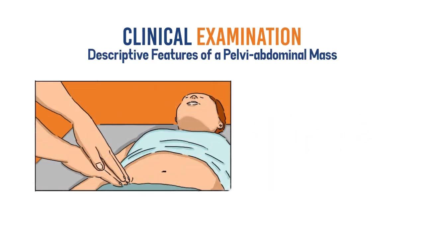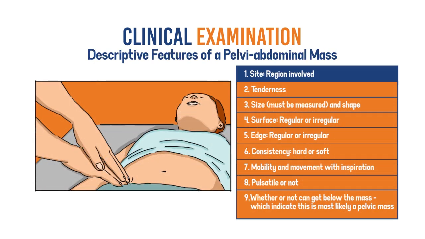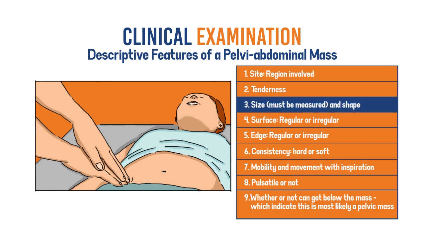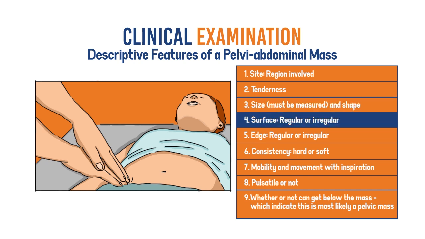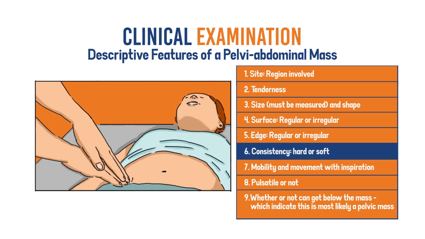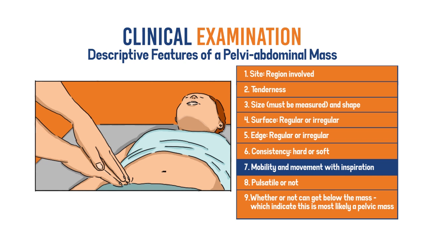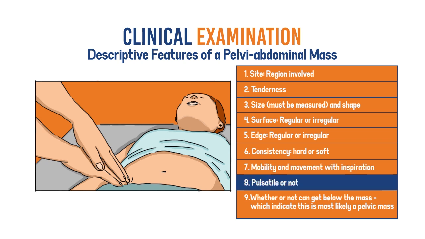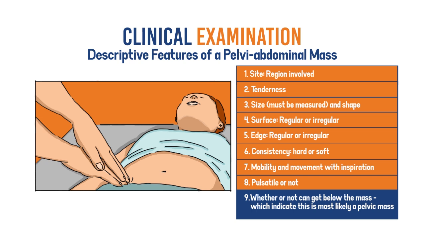For any abdominal mass, the following should be determined: site or region involved, tenderness, size must be measured, and shape, surface, regular or irregular, edge, regular or irregular, consistency, hard or soft, mobility and movement with inspiration, pulsatile or not, whether or not you can get below the mass, which indicates this is most likely a pelvic mass.